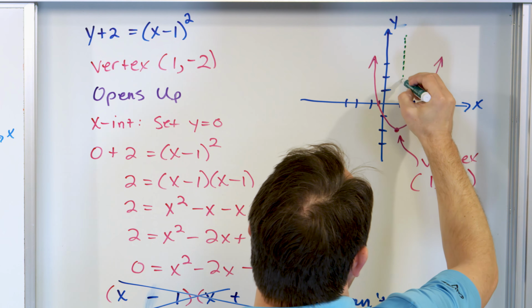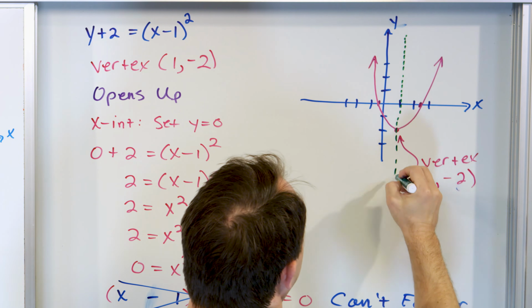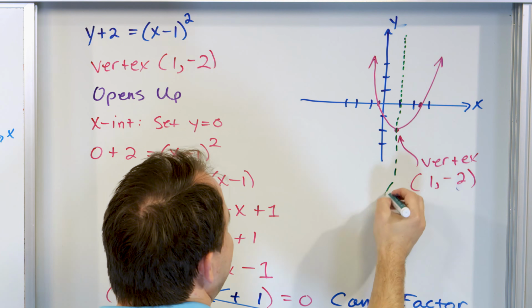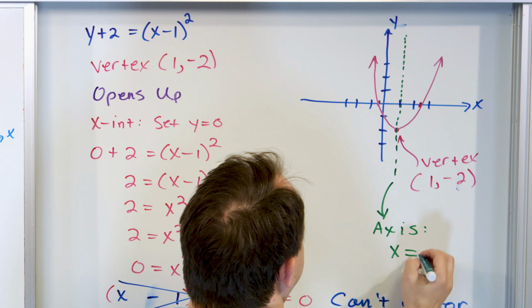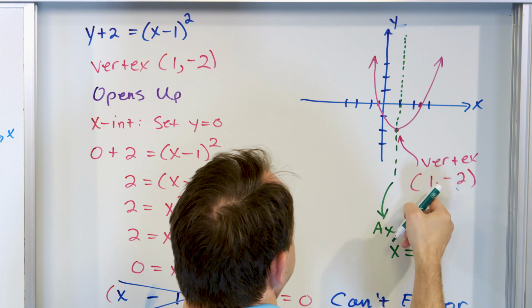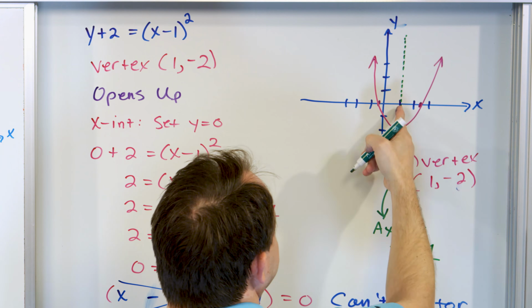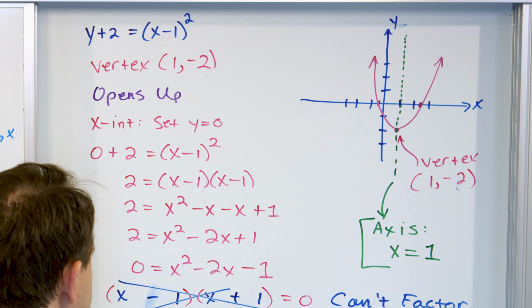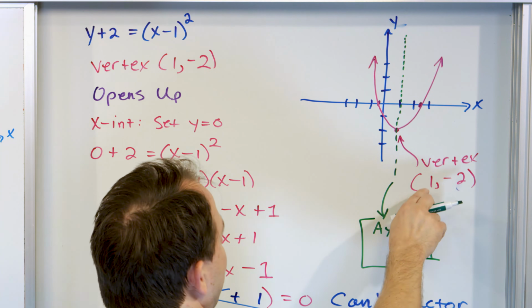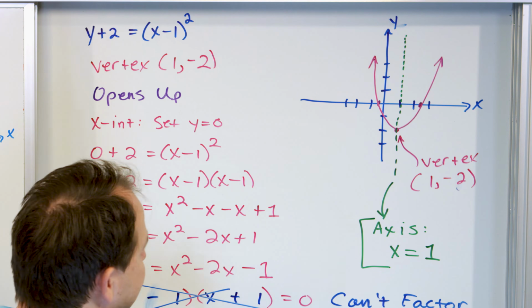So we have to find the dotted line that goes right through the center, and I know I'm not being perfect with this, but the axis of symmetry is at x is equal to what? X is equal to 1, because that's where the line is. Here's x is equal to 1 right here. So the axis of symmetry is at x is equal to 1. The vertex is at 1 comma negative 2. We got that from the equation.